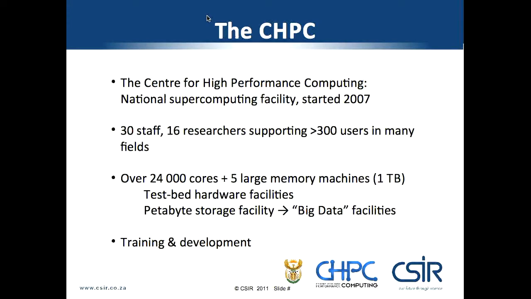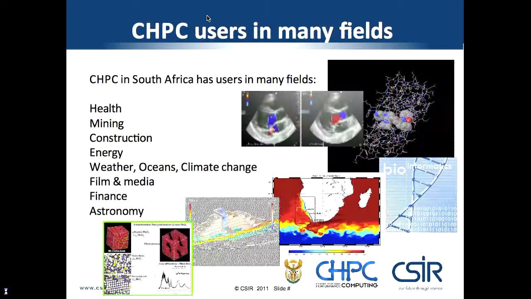Started in 2007, staff of about 16 researchers supporting about 300 users around the country. Okay, so this is the place for researchers who need big computing to come to. In our new facility, there are over 24,000 cores. We have 5 large memory machines, some testbed hardware, some so-called big data facilities, big storage facilities, and it's ranked 121 in the top 500, if that's the kind of thing you care about. And we spend quite a bit of time on some training and development.